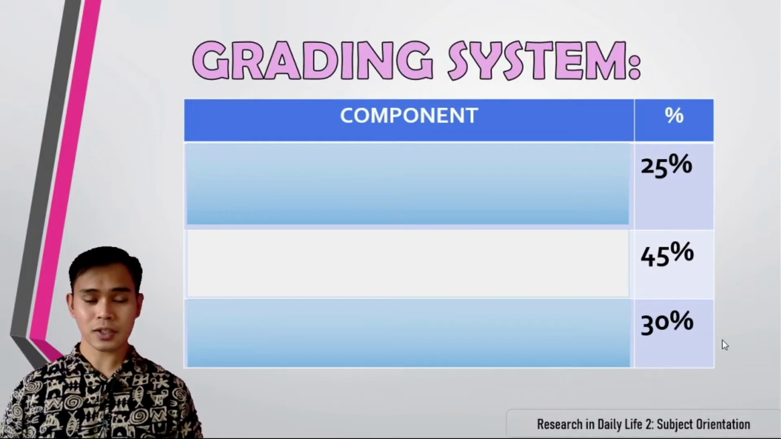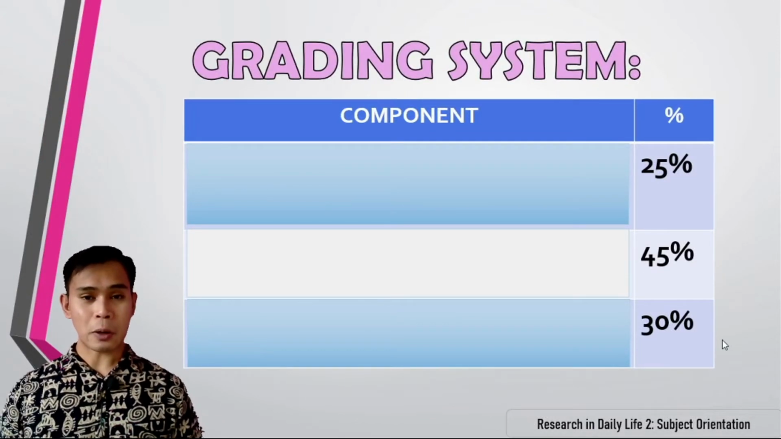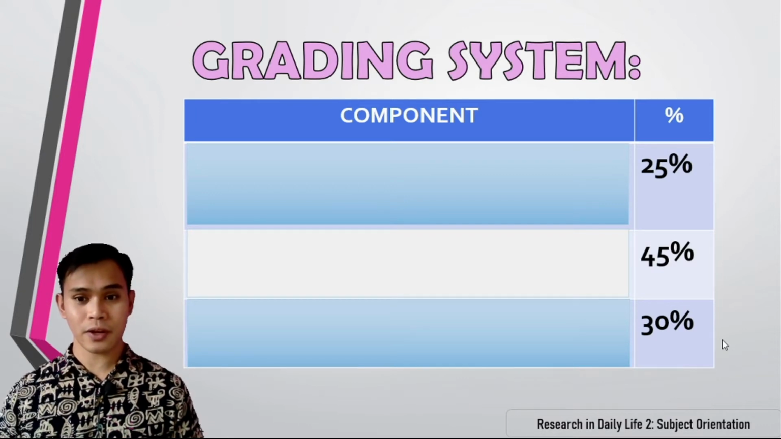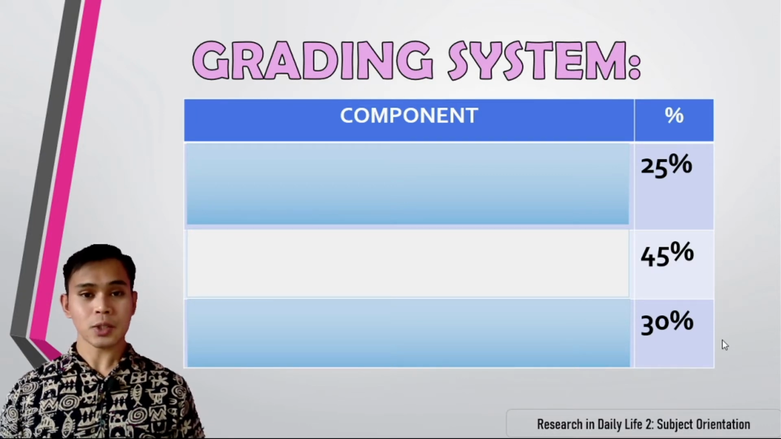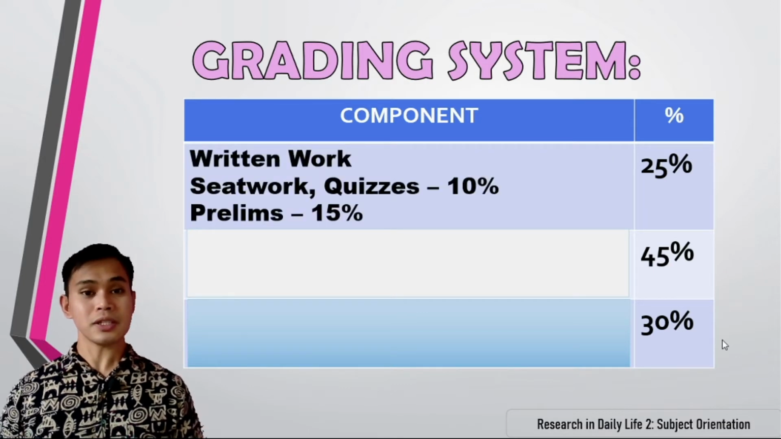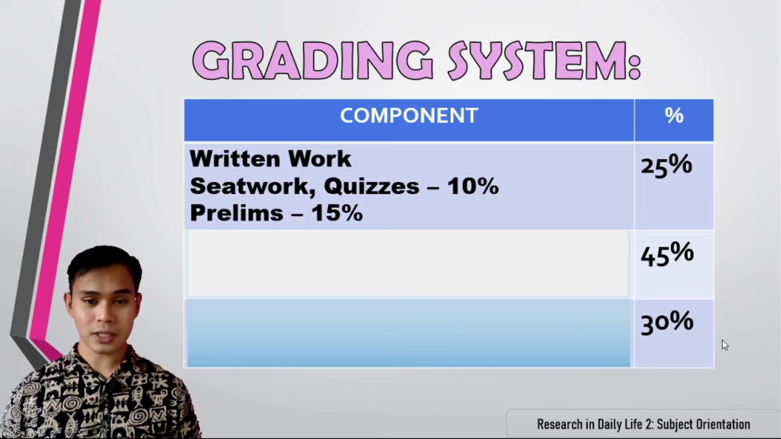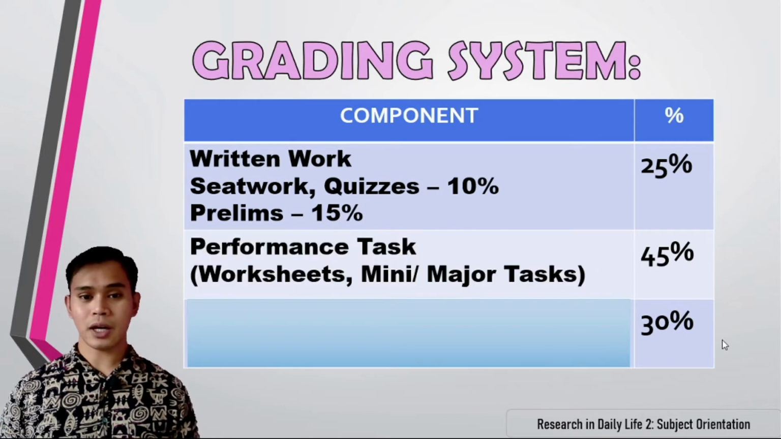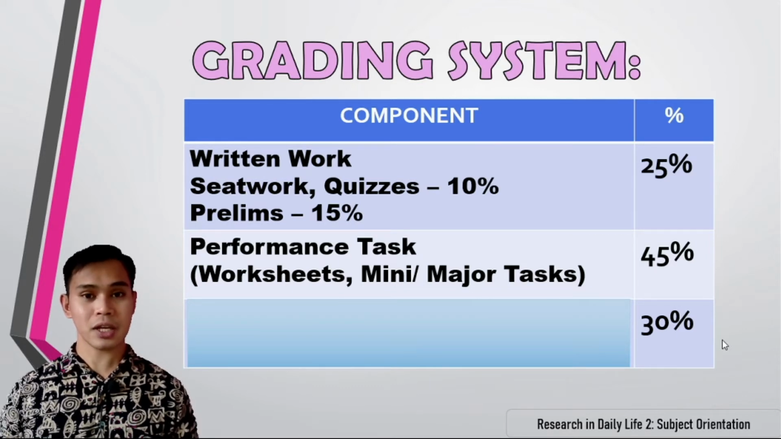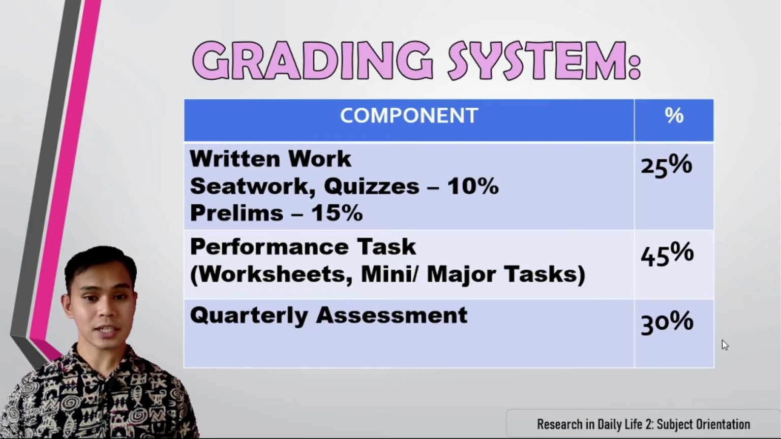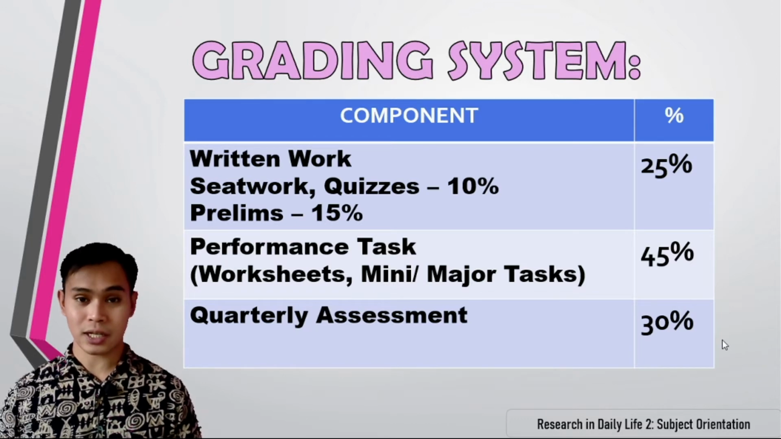For our grading system, we have the following components. Because this is an applied subject, we have 25, 45, and 30%. So 25% would be allotted for the written output, which would be seat work and quizzes, 10%, and the prelims would be 15%. 45% would be allotted for your performance task, your worksheets, the mini tasks, and major tasks. And lastly would be your quarterly assessment, which would be 30%.